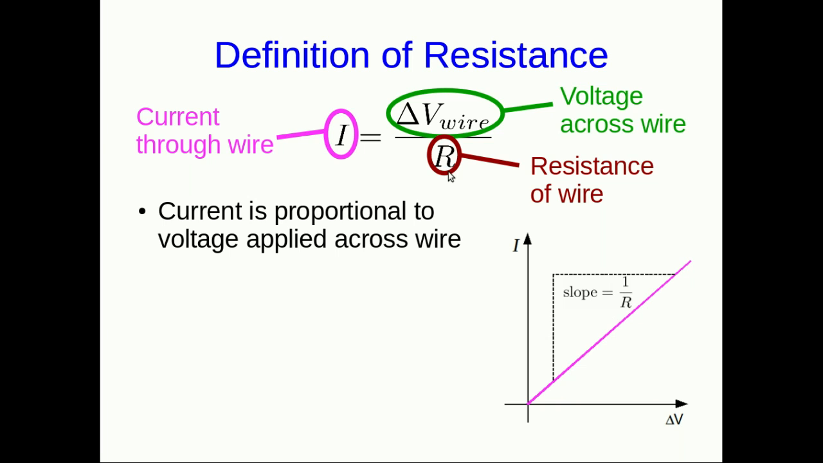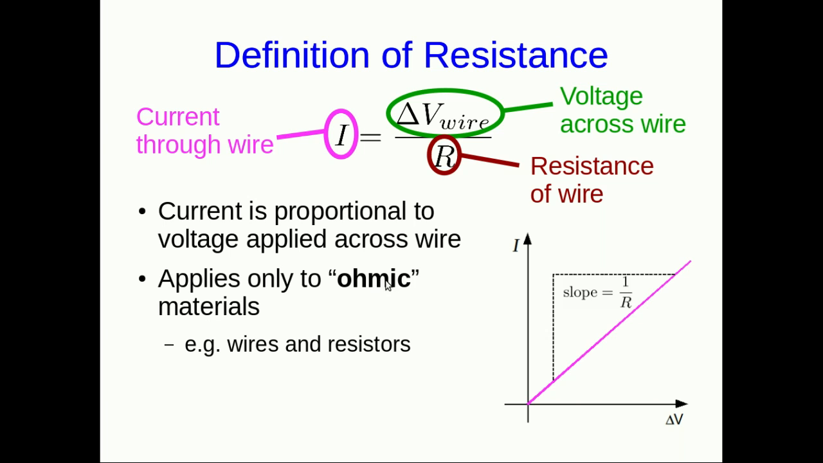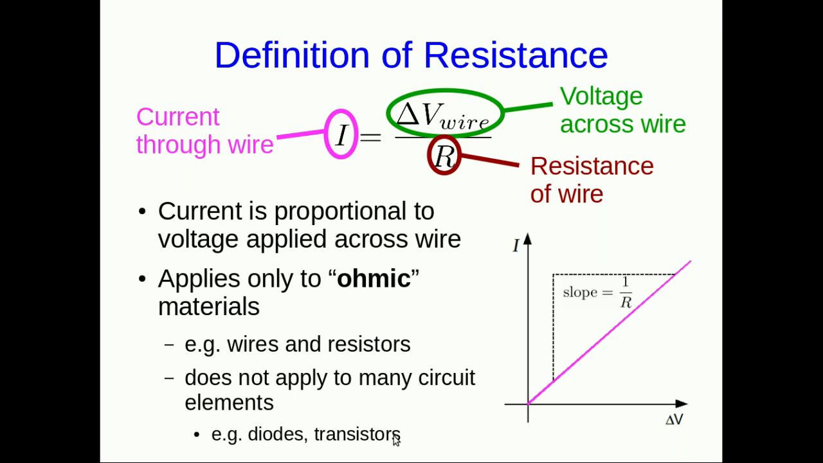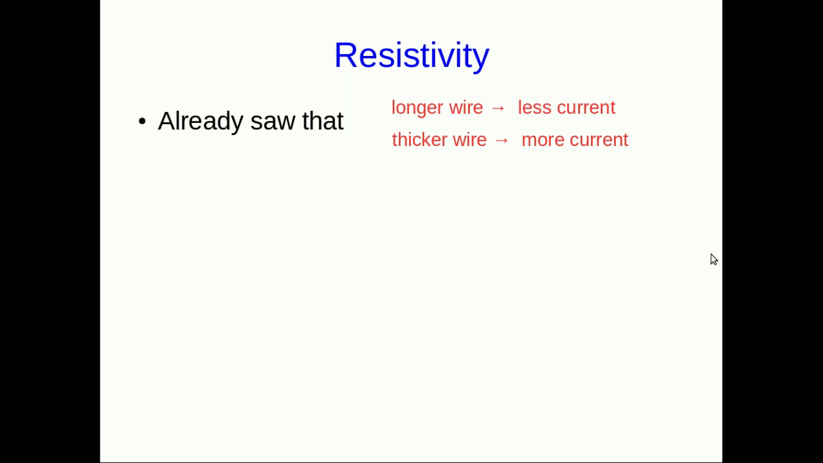Notice that means large resistance for the same delta V means a smaller current. That's why we call it resistance. If it's big, then the wire resists having charge pushed through it. And this law only applies to things that are called ohmic materials. Wires and resistors are made out of ohmic materials, but many other circuit elements do not behave this way. For example, diodes and transistors, and we've already seen that the relationship for delta V for a capacitor is different from this too.